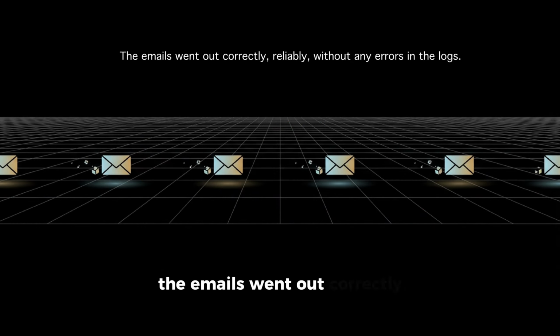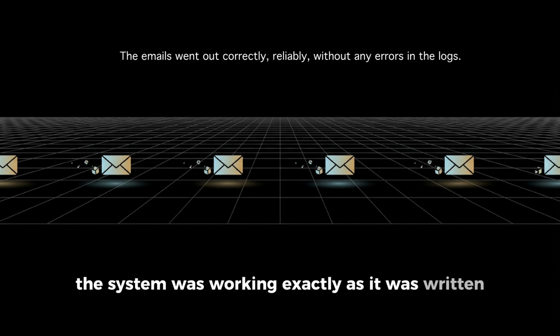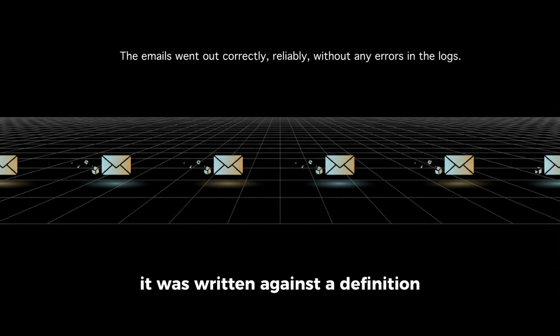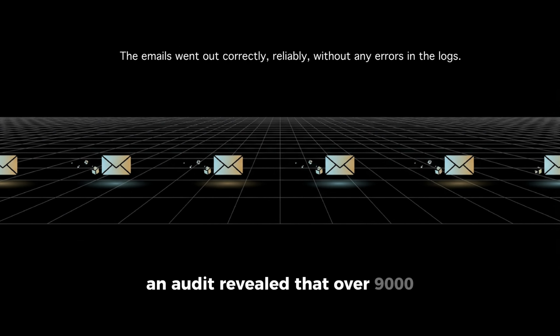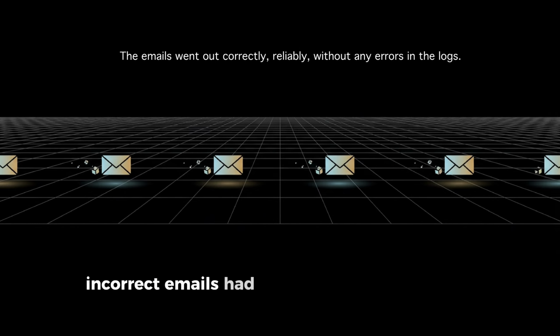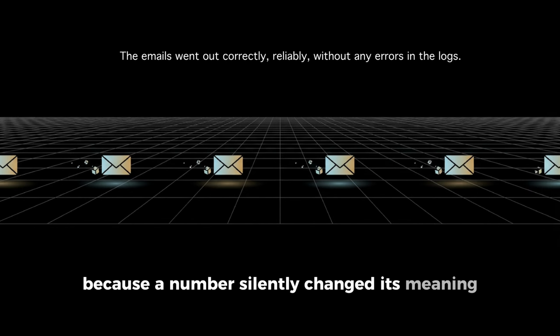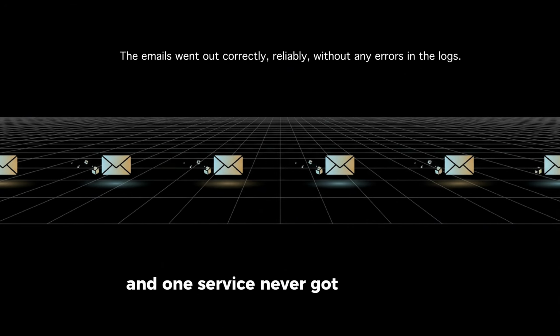The emails went out correctly, reliably, without any errors in the logs. The system was working exactly as it was written. It was written against a definition that no longer existed. The company discovered the bug when a large client noticed that their customs-held shipments were generating failure notifications. An audit revealed that over 90,000 incorrect emails had been sent over 26 months, not because of a system crash, but because a number silently changed its meaning, and one service never got the update.